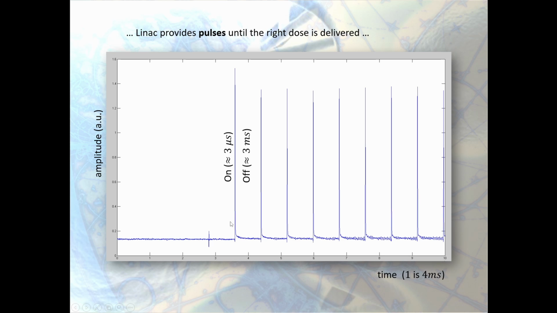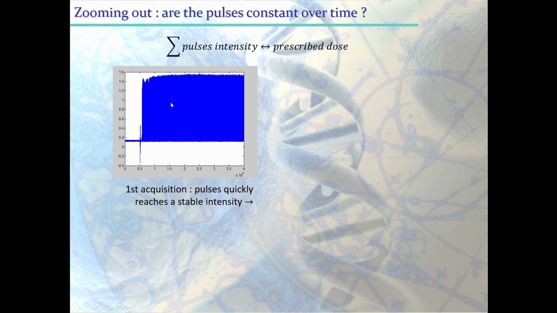And you see that we've got pulses. So the beam is not constant, it's a pulsed beam. The beam that comes out of a LINAC head is pulsed. And you can see that the height of each and every pulse is different. It's a kind of live device. There is a feedback in it. And the idea is that when you zoom out from the previous plot and accumulate all the pulses, you expect that the sum of all the intensity from the pulses will match the prescribed dose.